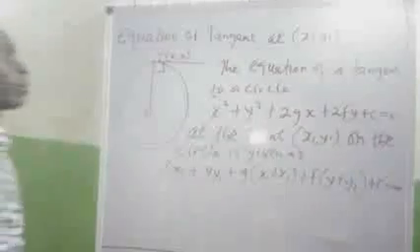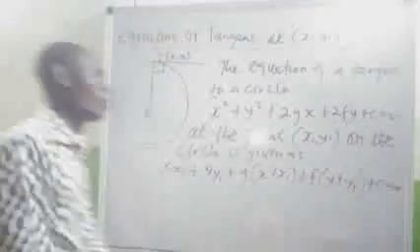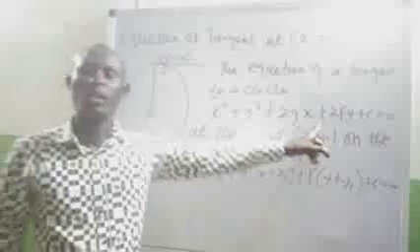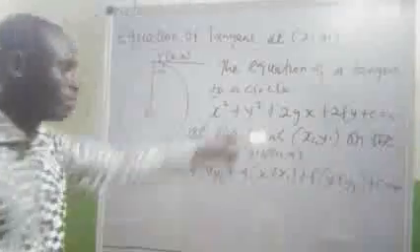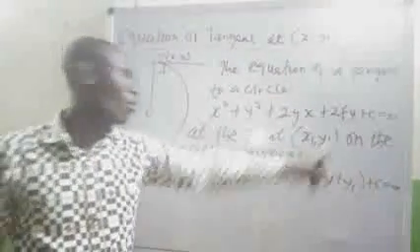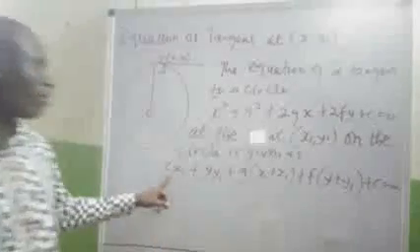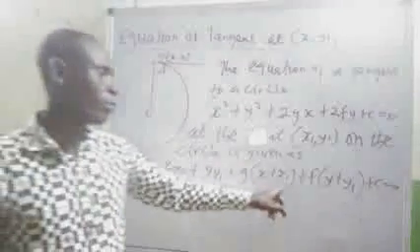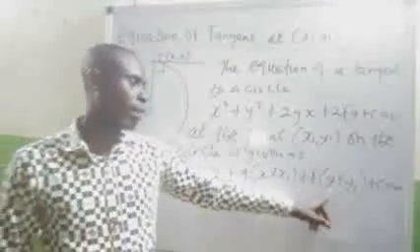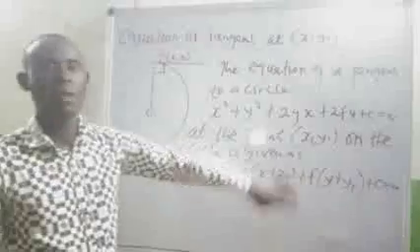We said that the equation of the tangent to a circle, x squared plus y squared plus 2gx plus 2fy plus c equals 0, at the point x1, y1 on the circle is given as x x1 plus y y1 plus g(x + x1) plus f(y + y1) plus c equals 0. Now there's a proof to get this formula, but I don't think it's very relevant at this level. So just copy this down so that we can take some exercise.